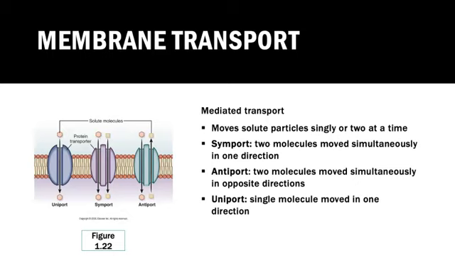So the first example listed is our symport, sym meaning two or same, where we're moving in the same direction, even if they're two different types of molecules. Then we have antiport, anti meaning against. So these contents are moving against one another, meaning in different directions. And then we have uniport, where we have a single molecule that's moving in one direction.